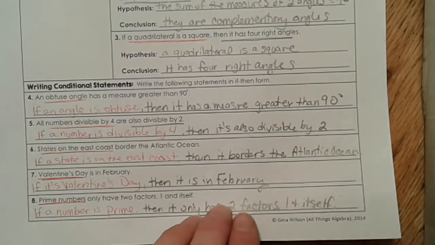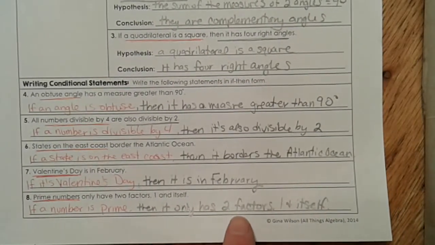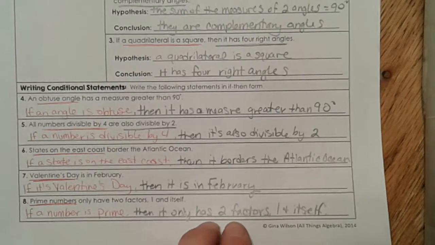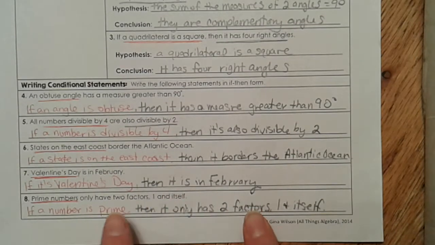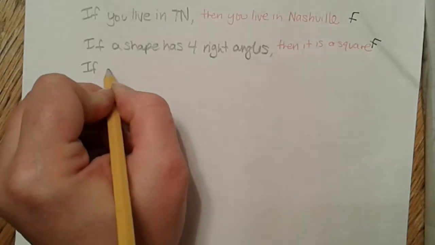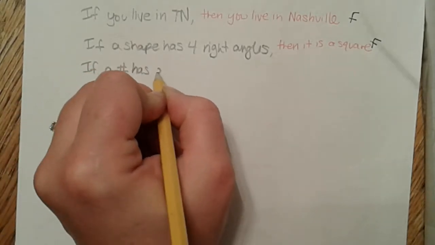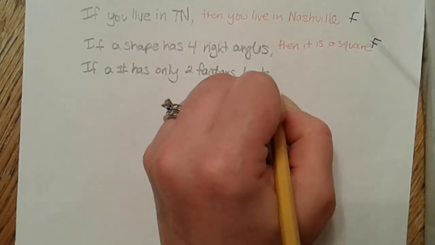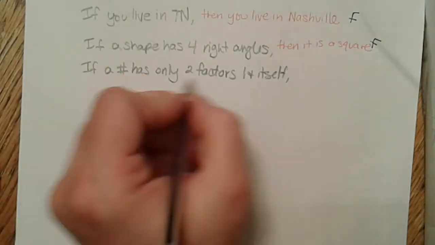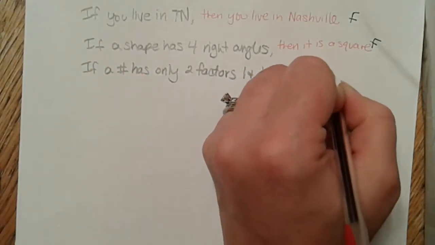Let's look at one more. Let's look at the bottom one. If a number is prime, then it only has 2 factors, 1 and itself. So again, we're going to take these and we're going to switch them. So we're going to take our hypothesis and it becomes our conclusion, and our conclusion becomes our hypothesis. So our new hypothesis is, if a number has only 2 factors, 1 and itself, then it is prime.